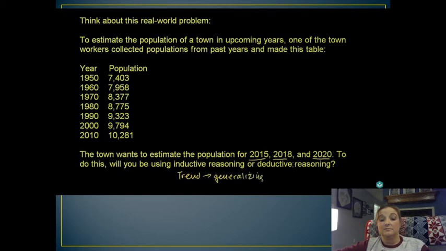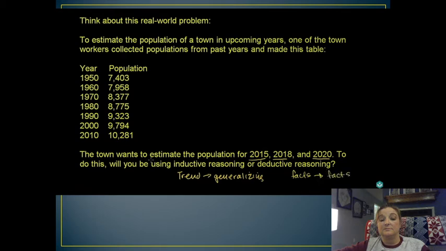Deductive reasoning is taking some set of data or some set of facts and using that to come up with, deducing, some other facts that you know are true. When you generalize, you don't know necessarily whether the trend will continue, but you assume it will. You don't know 100% it'll be true. With deductive reasoning, you know it'll be true. You're starting with facts, and then you're deducing other facts from those facts, other facts that you know are true.